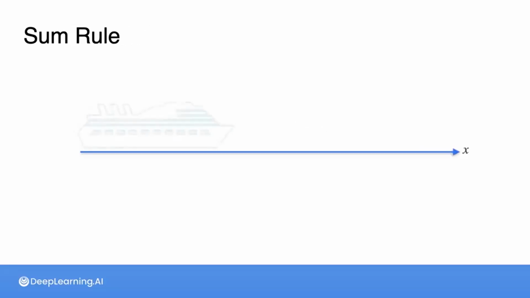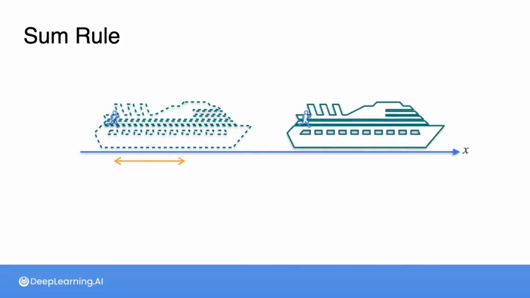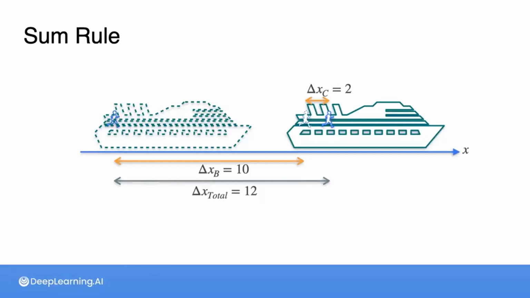I like to imagine the sum rule in the following way. Imagine that there's a boat and there's a kid inside the boat. And the boat moves and the child also runs inside the boat. So the boat moves a distance, let's say, of 10, and the child moves a distance of 2. And we're going to keep track with variables xb for the distance that the boat moves and xc for the distance that the child moves. So if they're moving in the same direction, what is the distance that the child moves with respect to the earth? Well, that distance is 12 because it's 10 plus 2. It's the distance that the boat moves plus the distance that the child moves inside the boat.